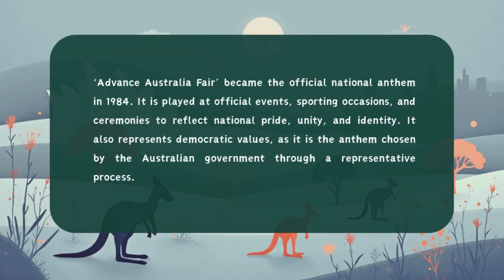Advance Australia Fair became the official national anthem in 1984. It is played at official events, sporting occasions, and ceremonies to reflect national pride, unity, and identity. It also represents democratic values, as it is the anthem chosen by the Australian government through a representative process.